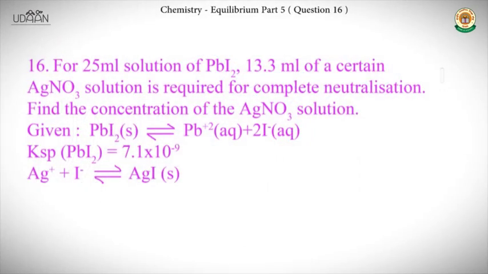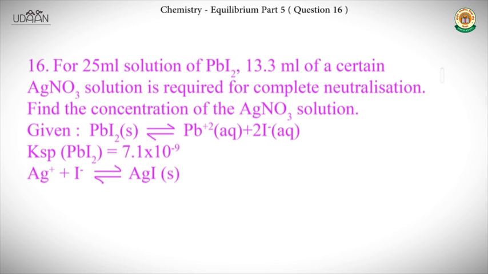So we come to question number 16. It says, for 25 ml of PbI2, 13.3 ml of a certain AgNO3 solution is required for complete neutralization. Find the concentration of the AgNO3 solution if you're given that PbI2 solid is in equilibrium with Pb2+ aqueous and 2I- aqueous, and the Ksp of PbI2 is 7.1 × 10^-9.